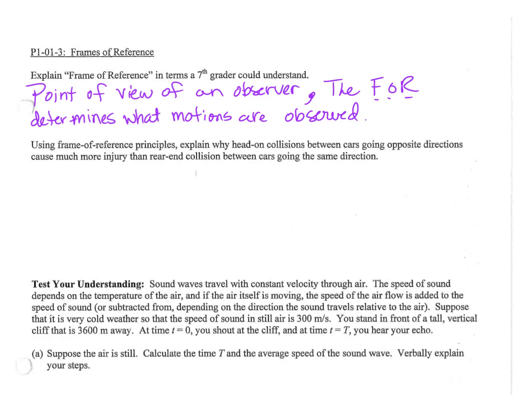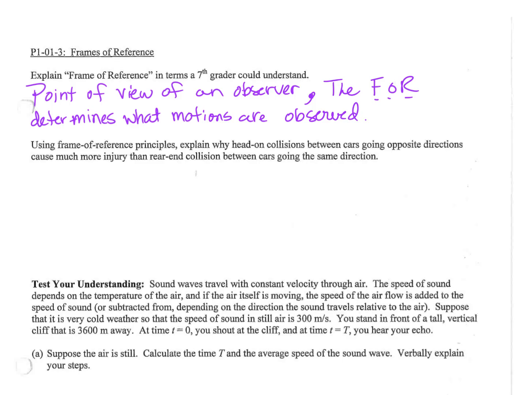When you're in a car driving down the road and another car goes by you, what does their speed look like to you? What does the speed of both of you look like to a person standing on the side of the road? What does your speed look like to the other person who just passed you? All of those are points of view. Those are frames of reference, okay?